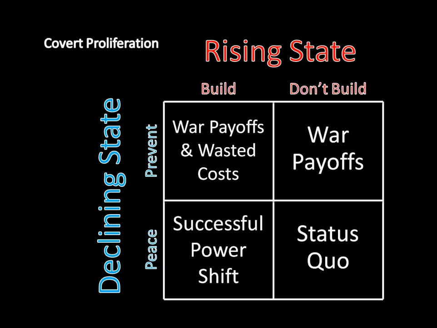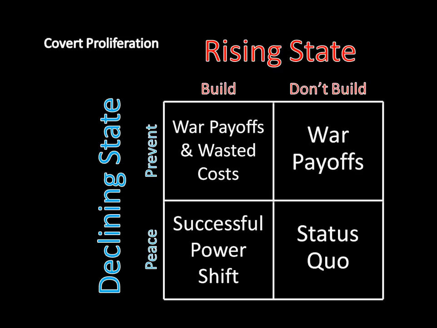And then finally, in the bottom left-hand corner, the declining state's choosing peace, and the rising state's building. That means that the rising state will actually get to enjoy a successful power shift. So it will get the nuclear weapons and it will be able to leverage that power, the power of the nuclear weapons, in the future.